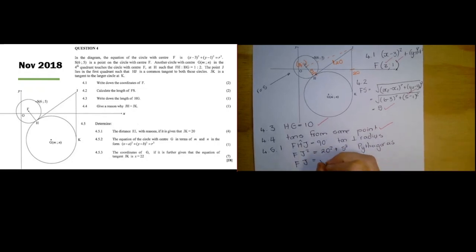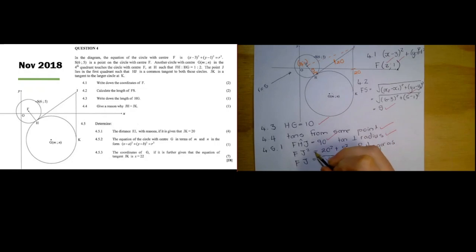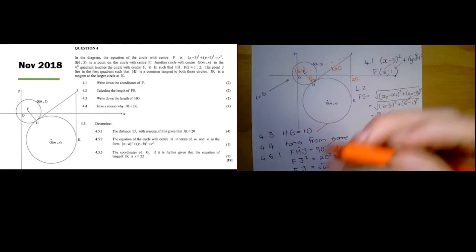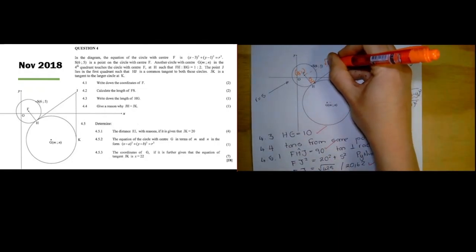And now I can do Pythagoras. So FJ squared equals 20 squared plus 5 squared. Please don't forget to write that you are using Pythagoras. And that means FJ works out to be the square root of 425, or you can give it to me as a decimal, which is 20.62. We do not mind. Four marks. A mark for saying that angle FHJ is 90, with the reason, then a mark for your statement of Pythagoras, and then a mark for the final answer. So let's go fill it in here. I'm going to use the square root of 425.